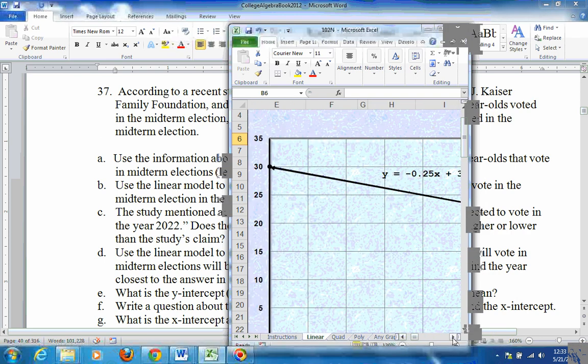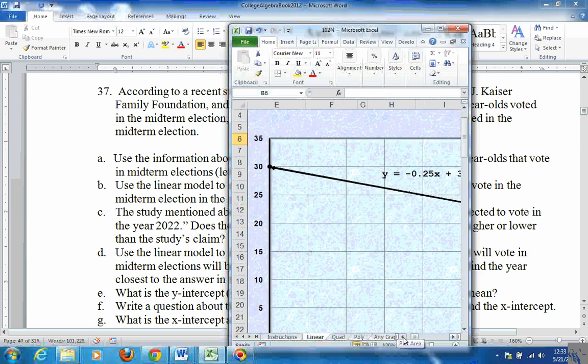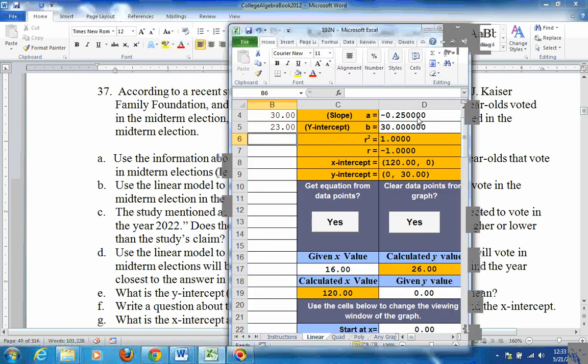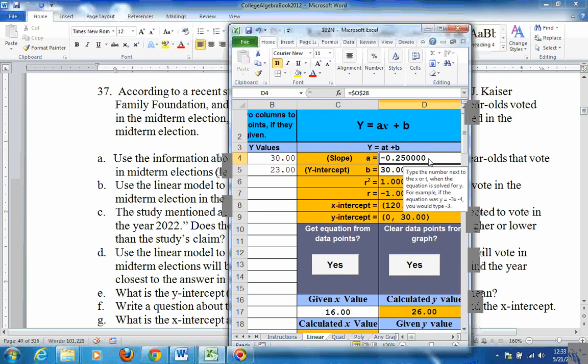So your equation is y equals negative 0.25x plus 30. And you can see negative 0.25 is your slope. It means every year the percentage of 25-year-olds that vote is going down by 1/4%. And this is how many voted at the start in 1974. 30% voted at the start.